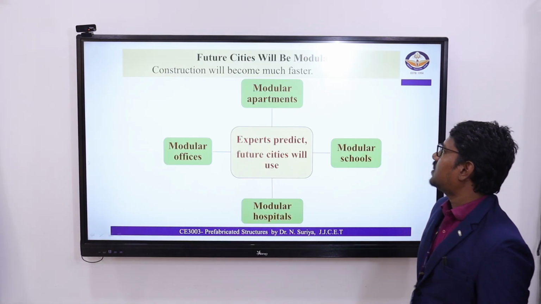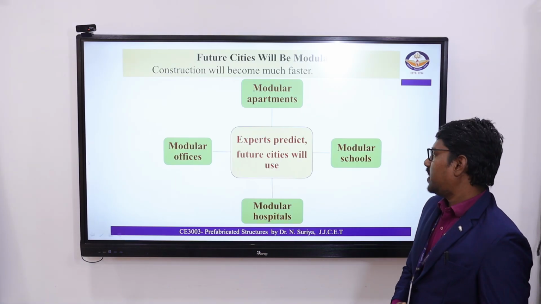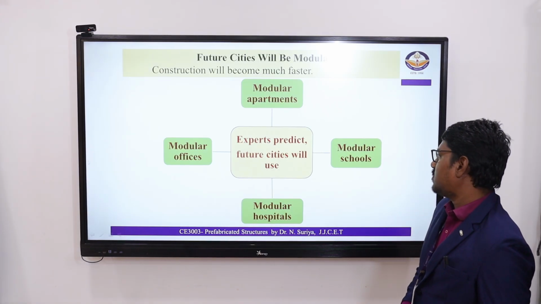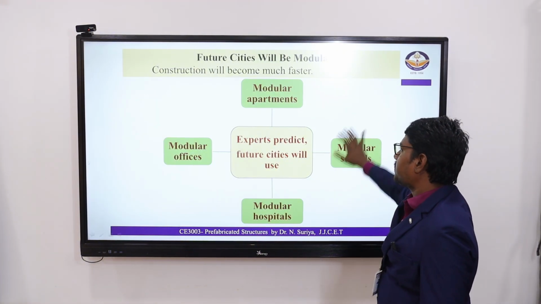And next, future cities will be modular. Construction will become much faster. Most experts predict future cities will use modular hospitals, modular schools, modular apartments and modular offices.